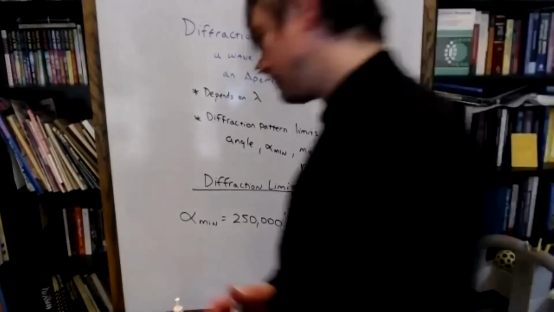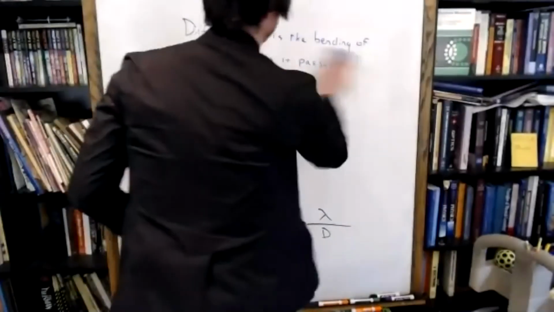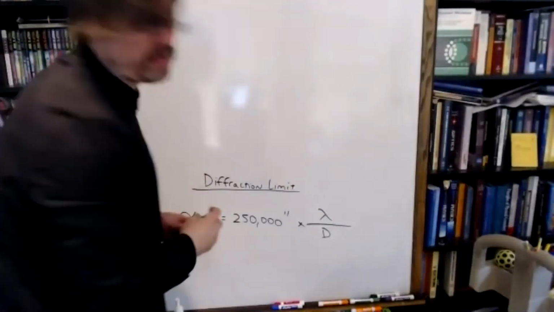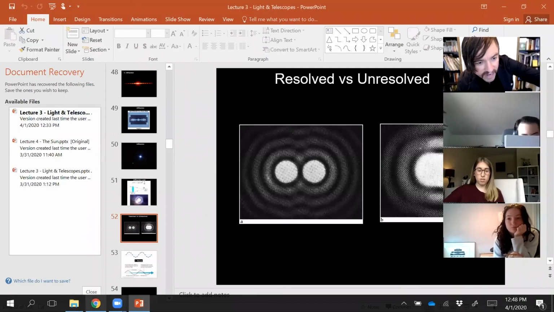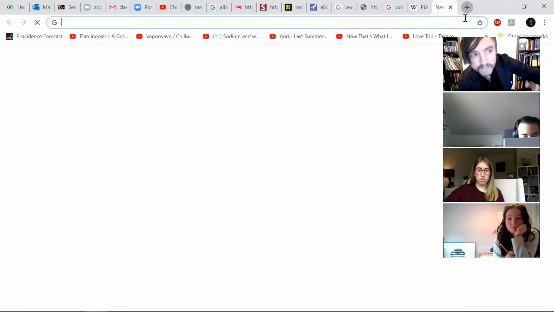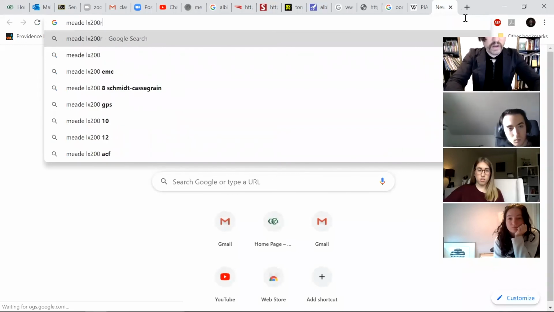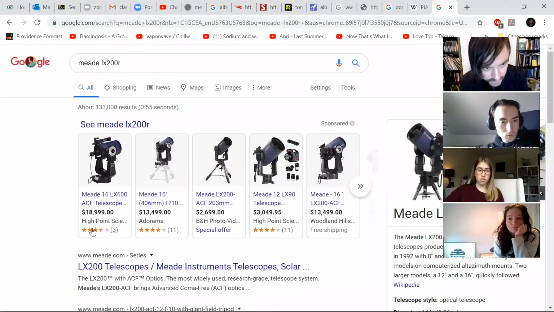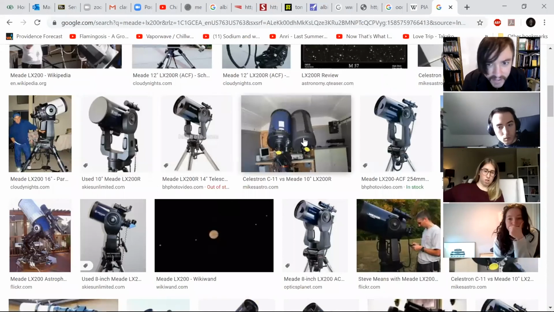All right. Let's try a sample problem with the diffraction limit. The CCRI telescope, the telescope that's in our backyard, well, I guess now none of us are at campus anymore, is a Meade LX200R. It's a Schmidt-Cassegrain style reflector. Totally don't have time to tell you what that means, but let's look at a picture of it here.